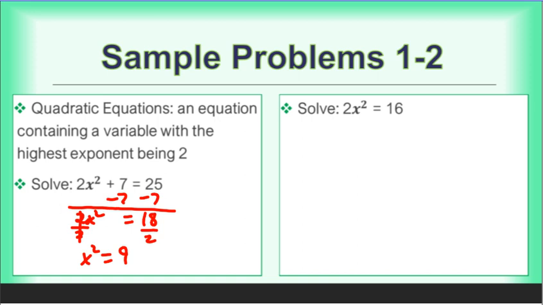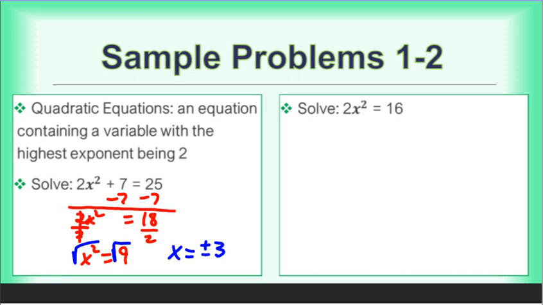And then to undo a square, I find the square roots of both sides. And x would equal both a positive and a negative 3. Because when you find the square root of a number, you can get a positive and a negative root.